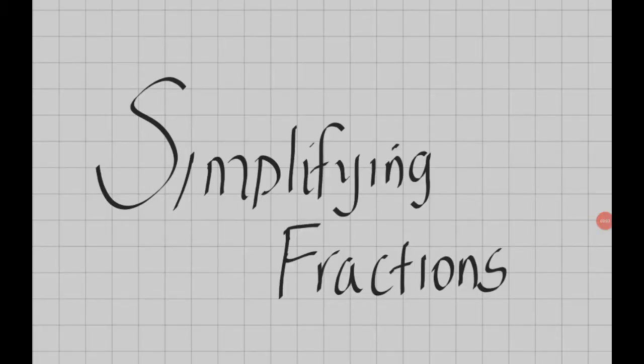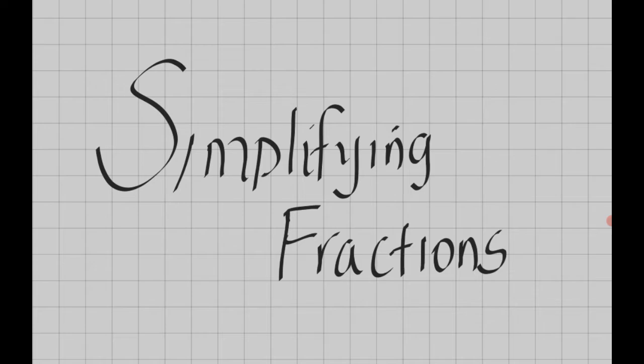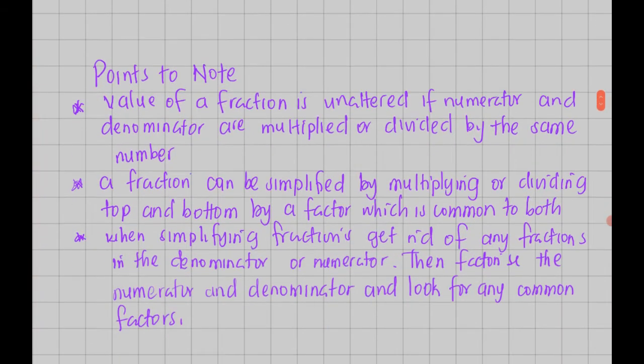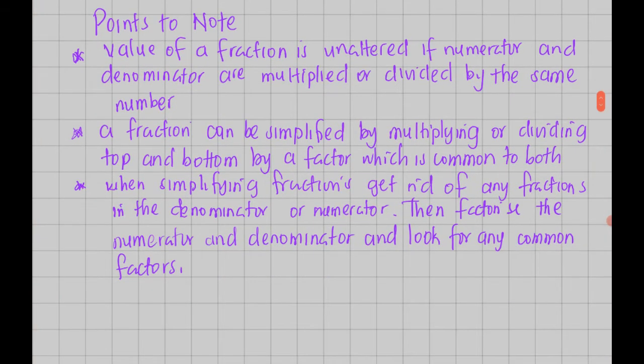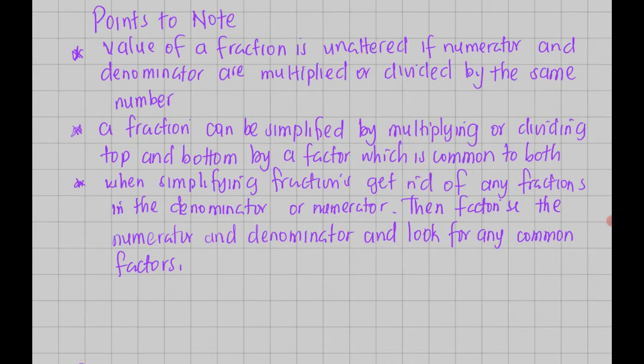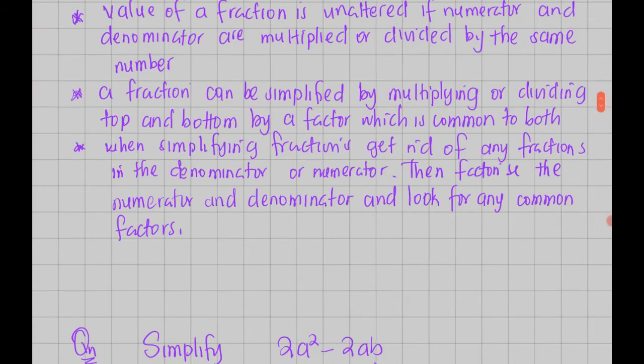So in this video, we are talking about simplifying fractions. I've written a little point that you have to take note of before we move to the actual detail. The value of a fraction is unaltered if the numerator and denominator are multiplied or divided by the same number, right? And a fraction can be simplified by multiplying or dividing top and bottom by a factor which is common to both. When simplifying fractions, get rid of any fractions in the denominator or numerator first, then factorize the numerator and denominator, and then we look for common factors.